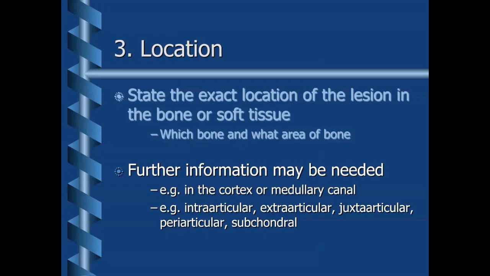So just stating that again, going back to that first point, you need to state the exact location of the lesion in the bone or soft tissue, which bone and what area of bone, or which area of soft tissue, and you might need further information. For example, if it's in the bone, you might need to say it's exactly in the cortex, the hard cortical bone, for example in the shaft of a metatarsal, or in the medullary canal, where you have the softer cancellous bone. And if it's around a joint somewhere, then you might want to use intra-articular, extra-articular, juxta-articular, periarticular, subchondral, all describe exact locations relative to a joint.